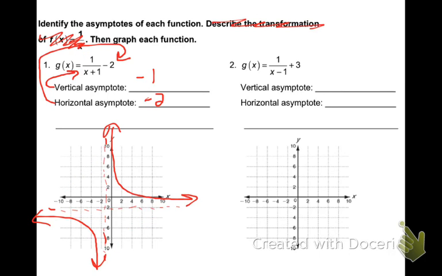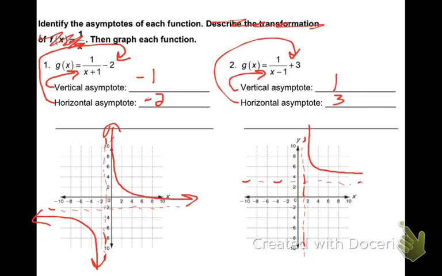Number 2, vertical asymptote. Where would my vertical asymptote be at? +1. Nice job, sir. It is at +1. And then +3. So I have my vertical asymptote right here. What about my horizontal asymptote here, Mark? Positive 3. And now I sketch my graph, and I'm going to get something that looks like that and like that.